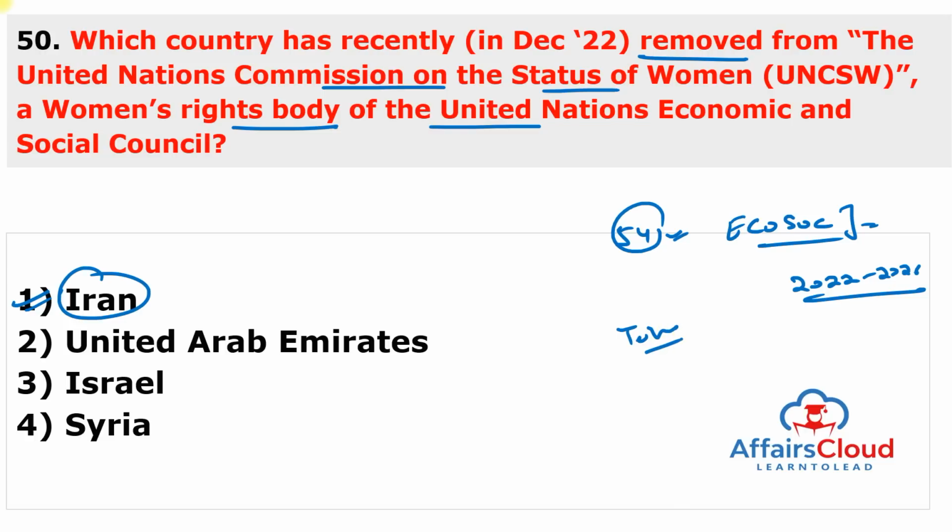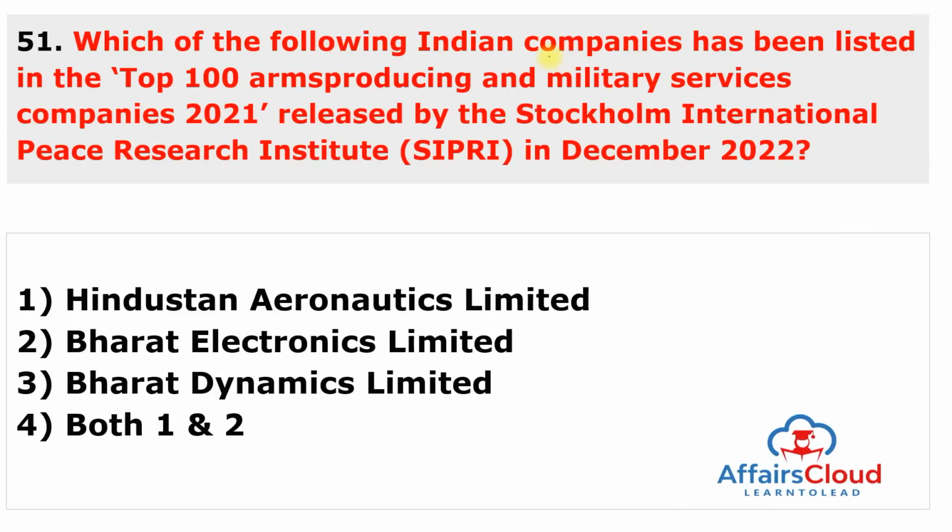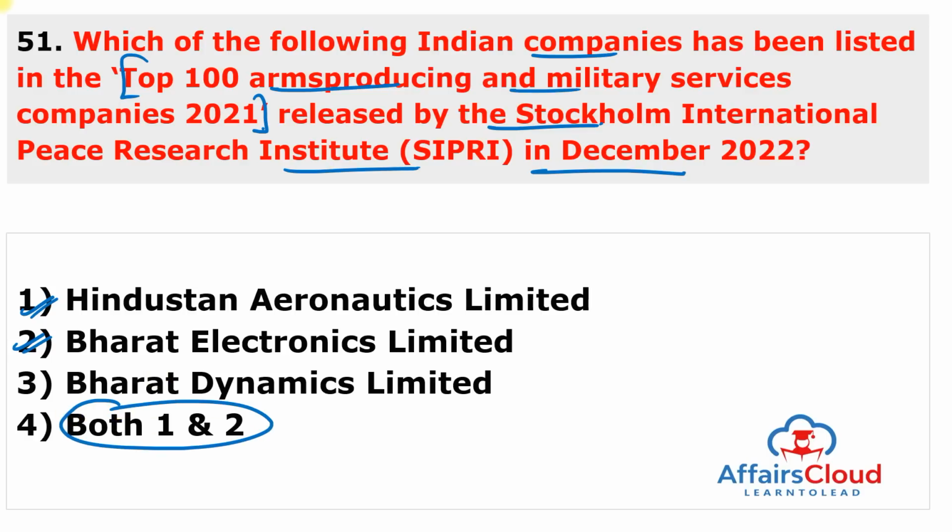Moving to next question. Which of the following Indian companies has been listed in the top 100 arms producing and military services companies of 2021 released by the Stockholm International Peace Research Institute in December 2022? And these organizations are Hindustan Aeronautics Limited and Bharat Electronics Limited. Answer of this question is both 1 and 2.